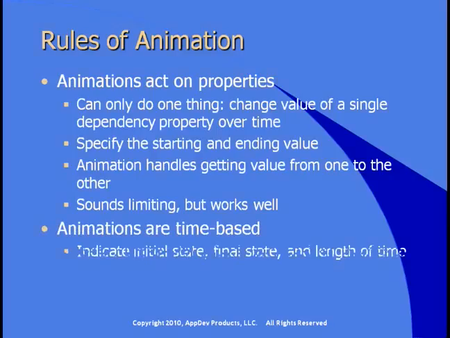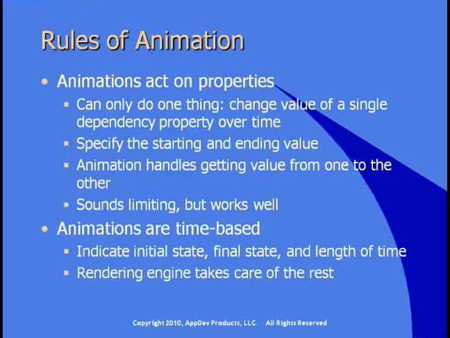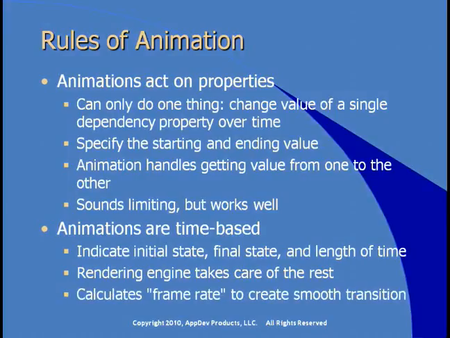Animations are time-based. You indicate the initial state, the final state, and the length of time, and the rendering engine takes care of the rest, getting you from one to the other over that period of time. It calculates the frame rate to create a smooth transition. If you're going from a value of 1 to 100 over a period of 5 seconds, you have a different frame rate than if you're going from a value of 1 to 100 over a period of 100 seconds. Things change differently depending on that period of time over which we're changing the value.